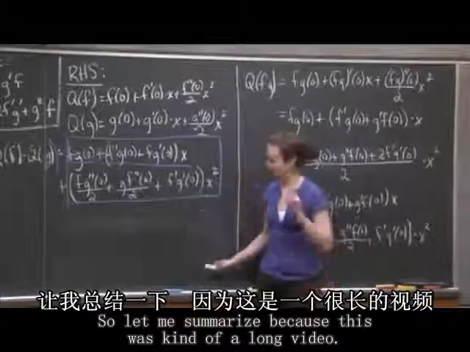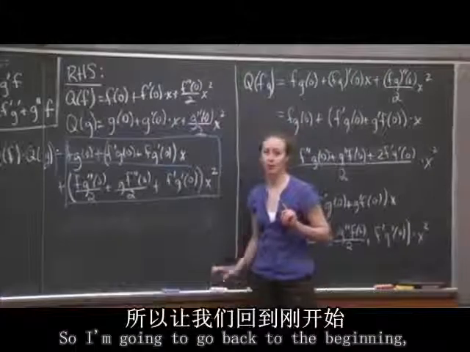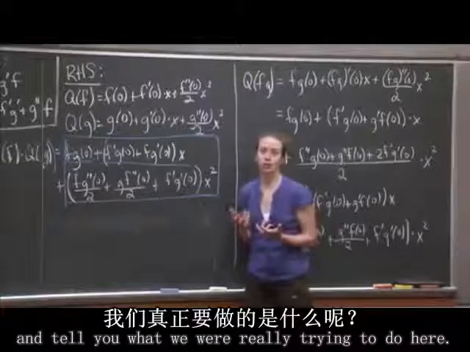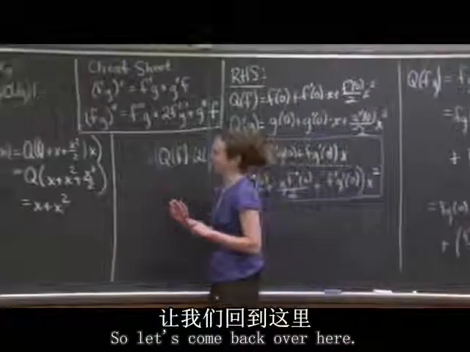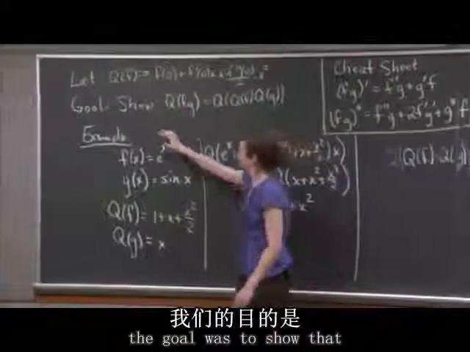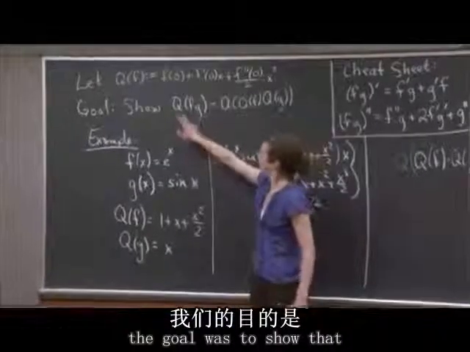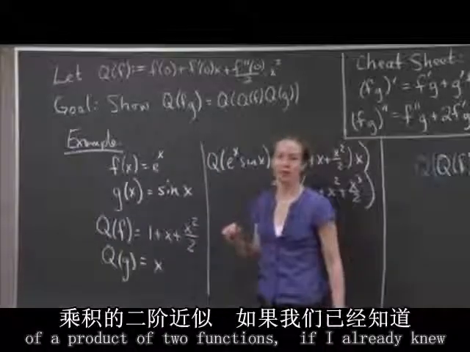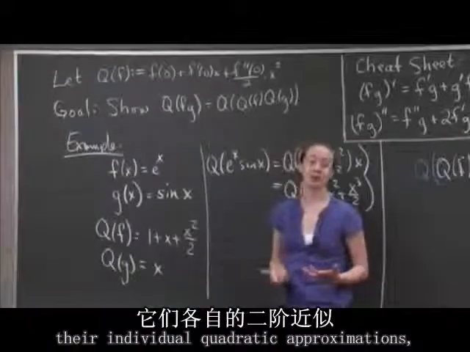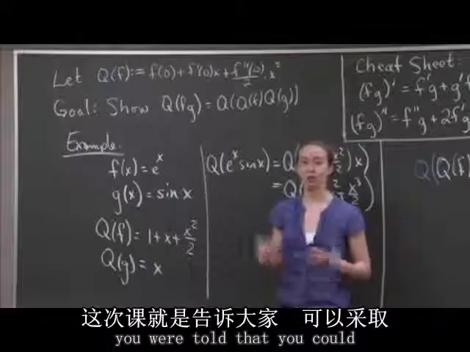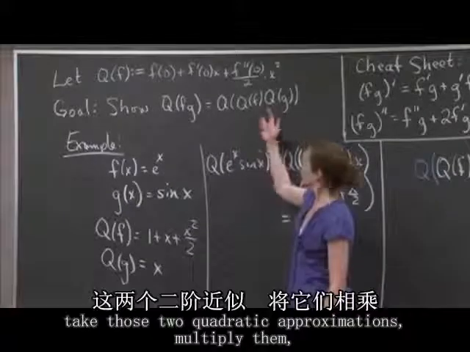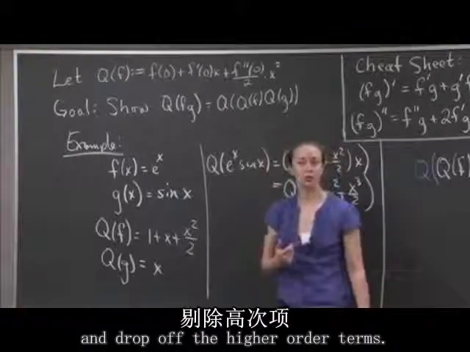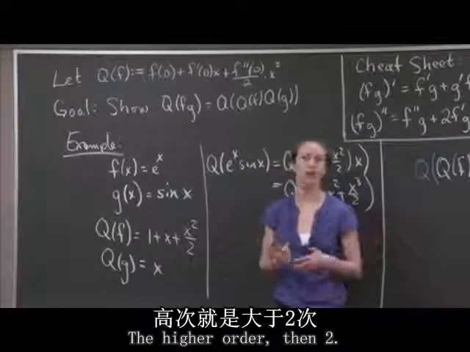So let me summarize because this was kind of a long video. So I'm going to go back to the beginning, give you the example, and tell you what we were really trying to do here. So let's come back over here, and let me remind you, the goal was to show that if I wanted to take a quadratic approximation of a product of two functions, if I already knew their individual quadratic approximations, you were told that you could take those two quadratic approximations, multiply them, and drop off the higher order terms. The higher order than 2.